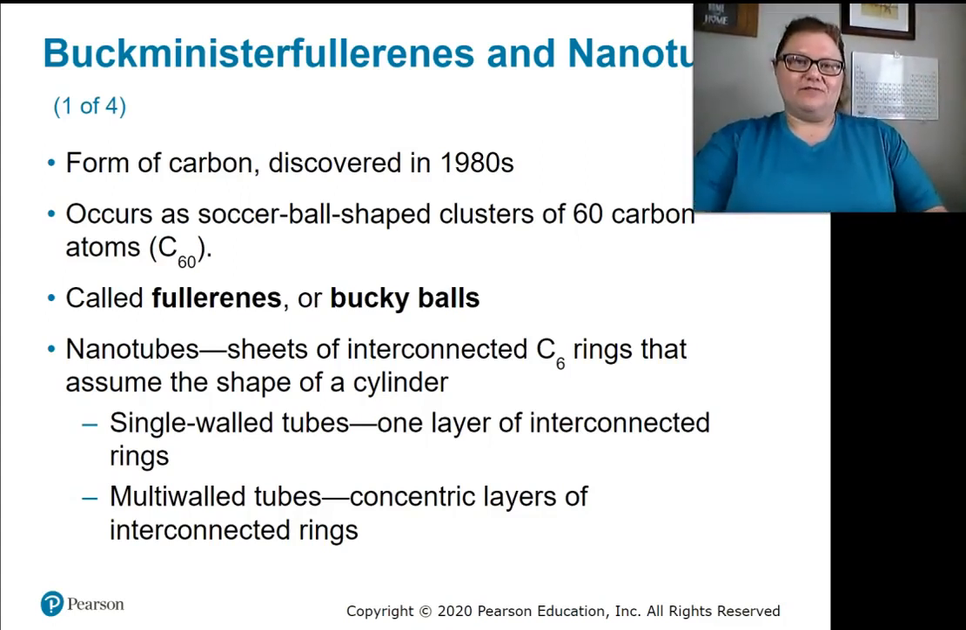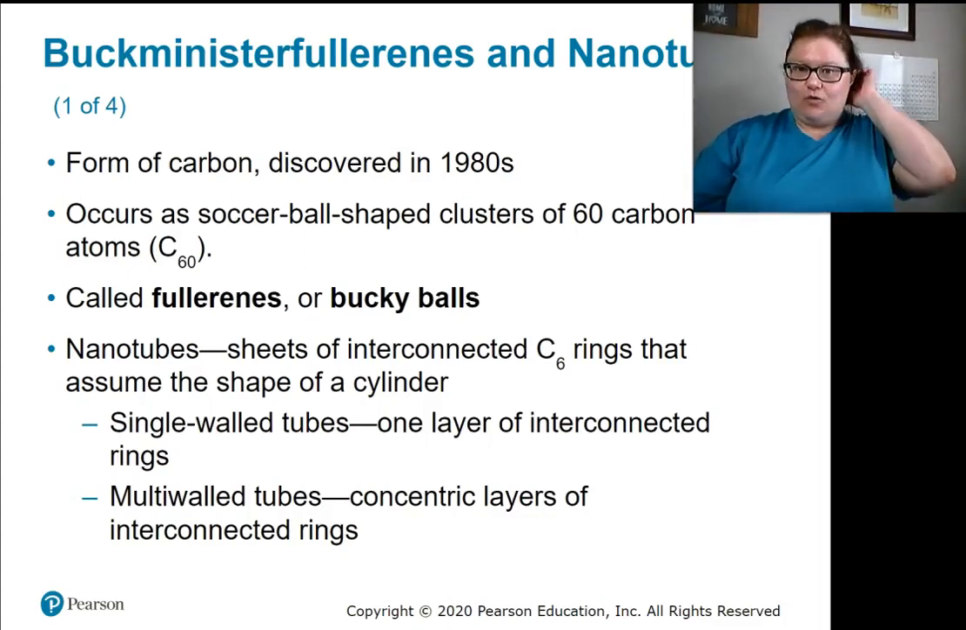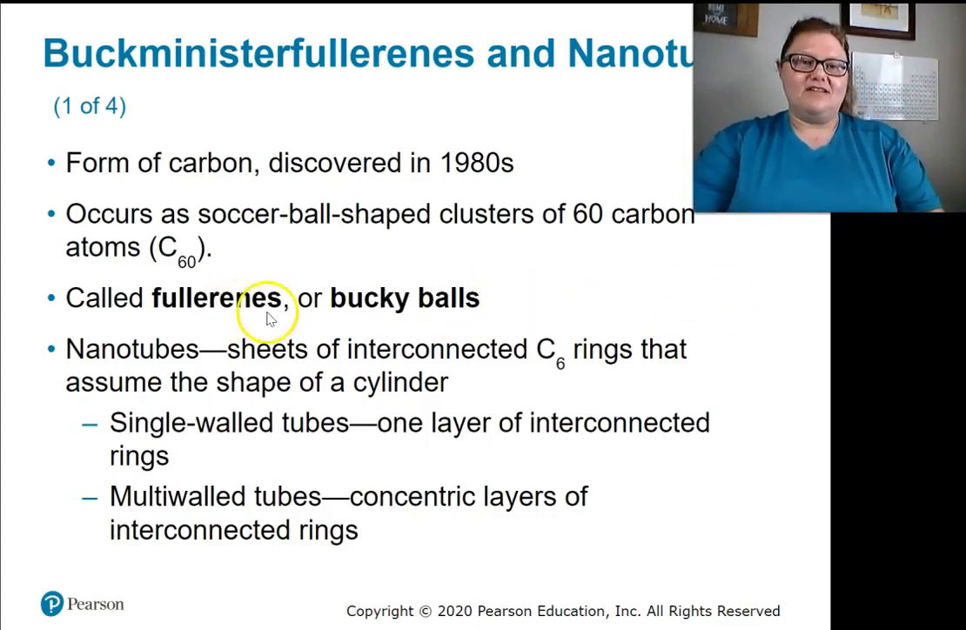So the Buckminsterfullerene was discovered in the 1980s, which is recent by chemistry history standards. It looks like a soccer ball. Maybe you've seen that before. There's 60 carbon atoms. They're called fullerenes or buckyballs as kind of a shorthand. Okay, a nanotube, you may have heard of this too. A lot of them are coming out in medicine, being used for medicinal purposes, and in some material science forms as well. We'll take a look at an image in just a minute that shows different uses for these.